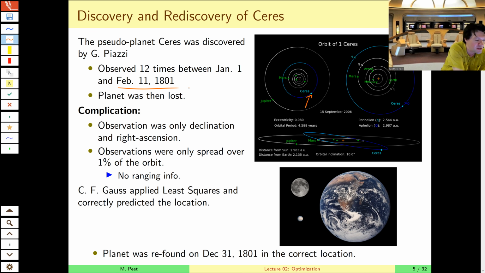It has a fairly elliptic orbit, so it's pretty hard to find. So you had the declination and ascension. And this is pretty problematic because the observations were only spread over 1% of the orbit, a very short part of the orbit. So very little data to fit. So the least squares problem is partly motivated by this problem of finding Ceres. Notice it was lost in 1801, prior to Legendre finding the least squares solution.